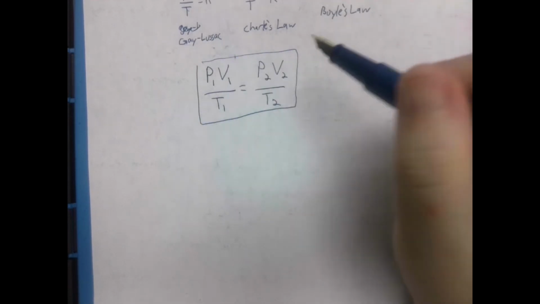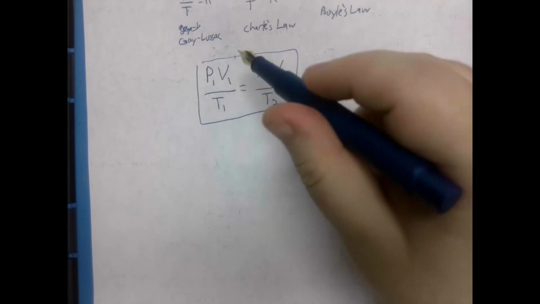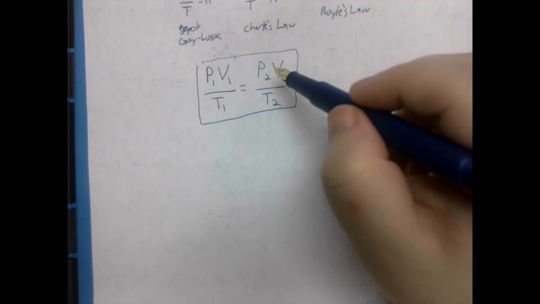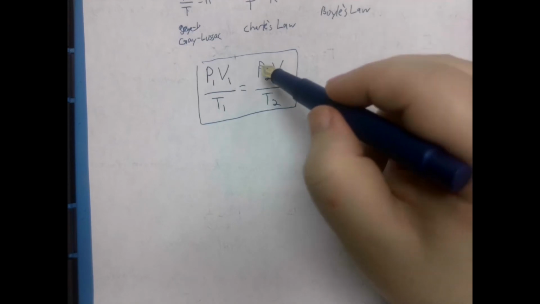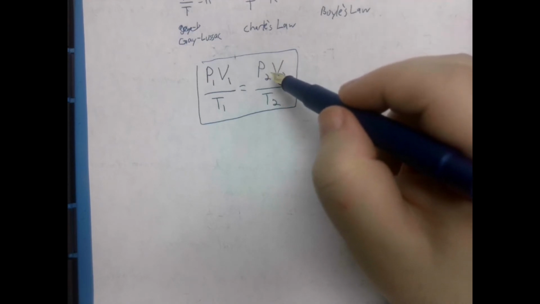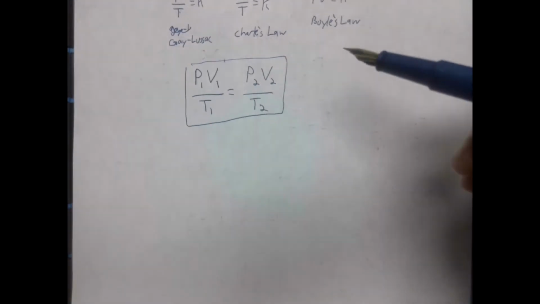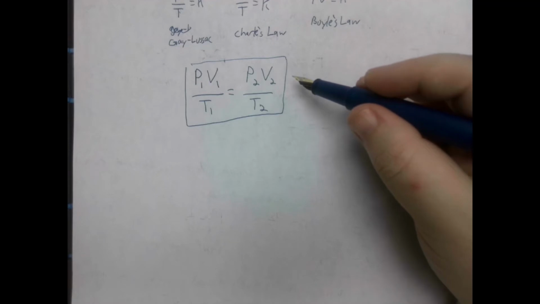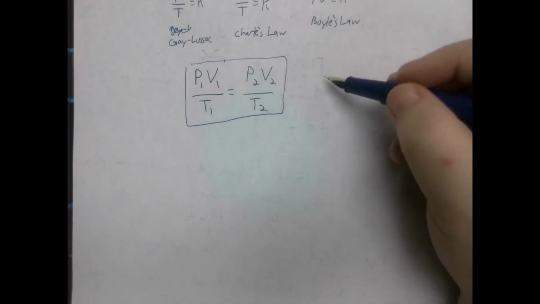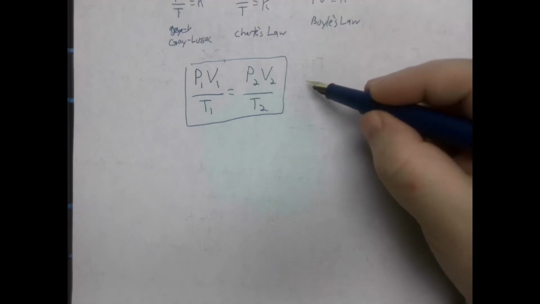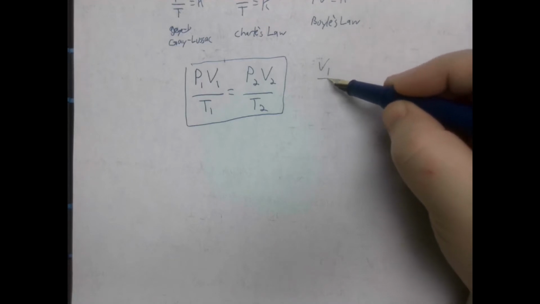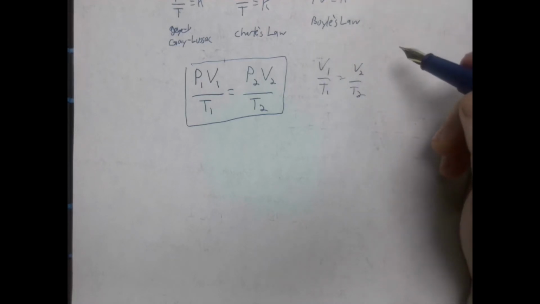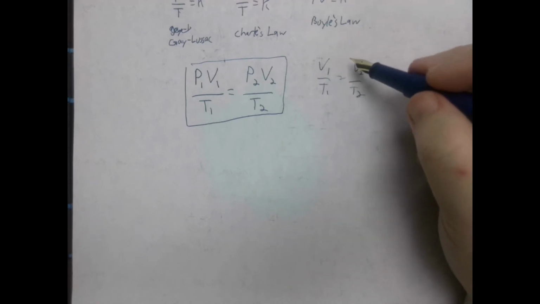This is how you can combine them. I recommend you memorize just this equation. And if one thing is not mentioned in a problem, then you can just remove it from the equation. So if it says what happens to temperature as volume increases and doesn't mention pressure, you can assume pressure staying constant. In which case, this just becomes V1 over T1 equals V2 over T2. This is going to be your Charles's law.